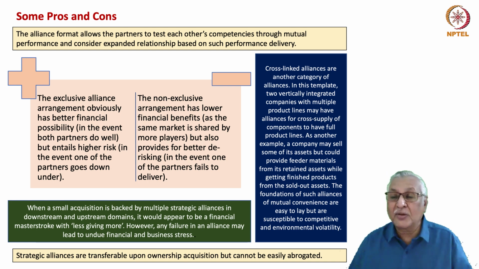As another example, a company may sell some of its assets but could provide feeder materials from its retained assets while getting finished products from the sold out assets. The foundations of such alliances of mutual convenience are easy to lay but are susceptible to competitive and environmental volatility. It is easy to think of these cross alliances, but in actual practice, the pricing of the components, the sourcing of the components, and the leveraging of the components for greater impact in the marketplace could be enormous.